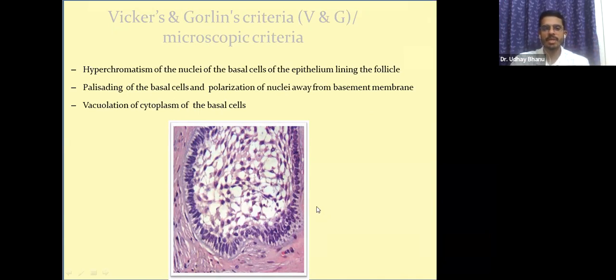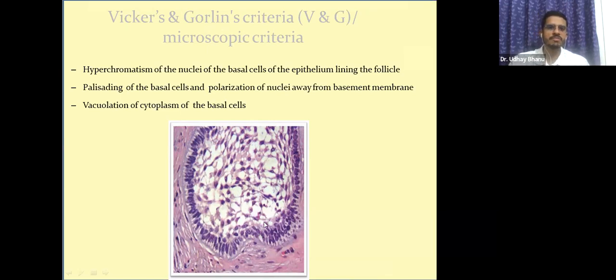By reversal of polarity, we mean that the nuclei will move away from the basement membrane. So this is the basal membrane, and the nuclei are directed away from it. See, all of them, you will observe that there is an empty space between the basal membrane and the nucleus. That means the nucleus has moved away. It has undergone a reversal of polarity.